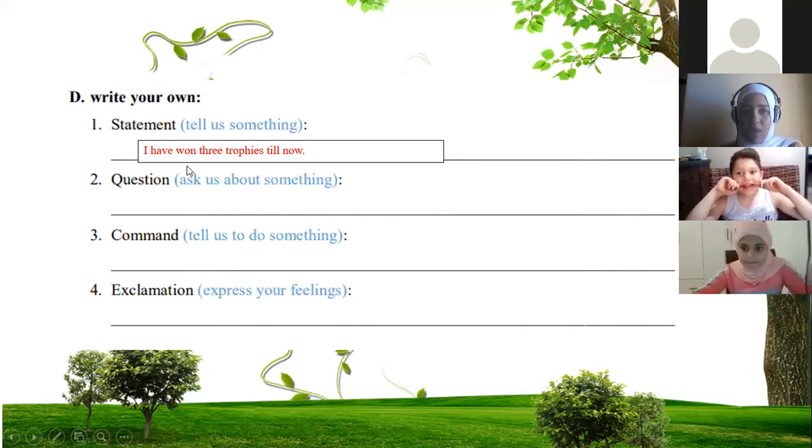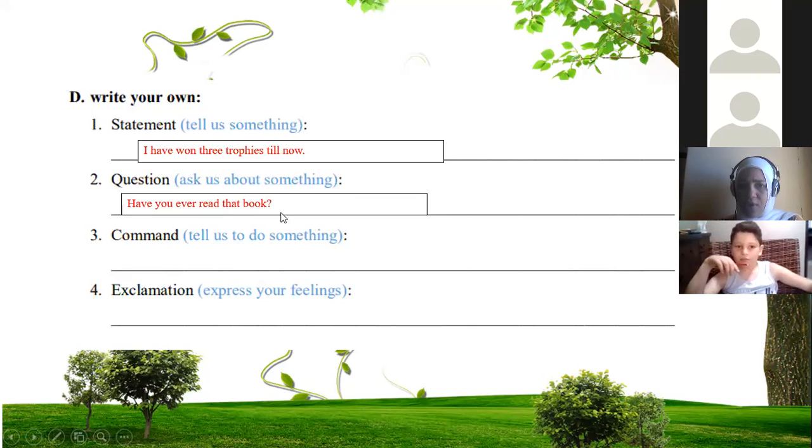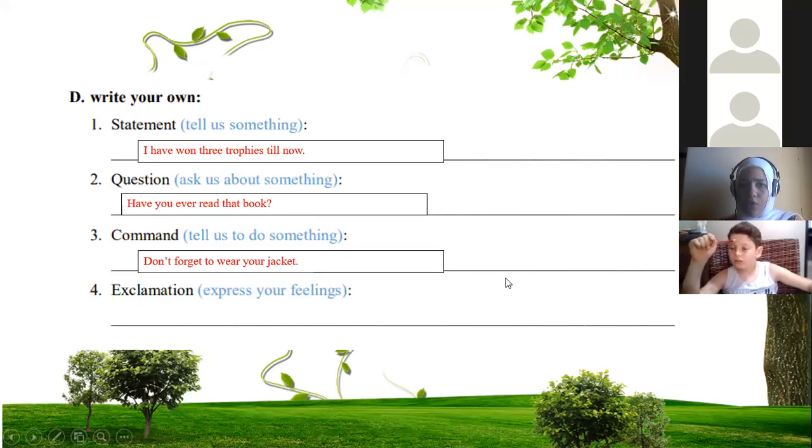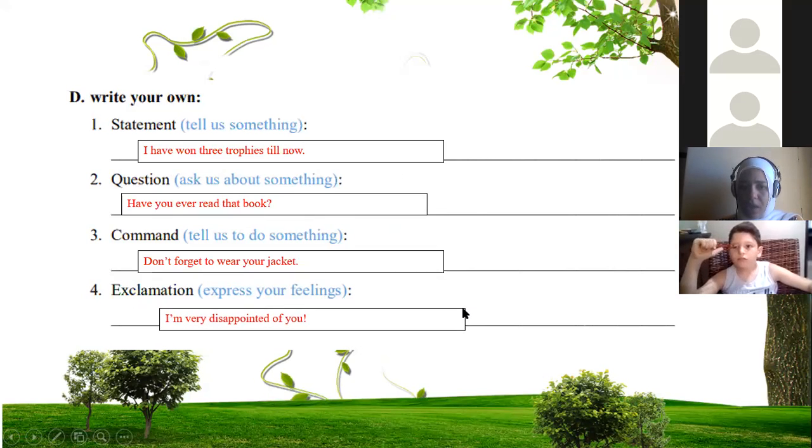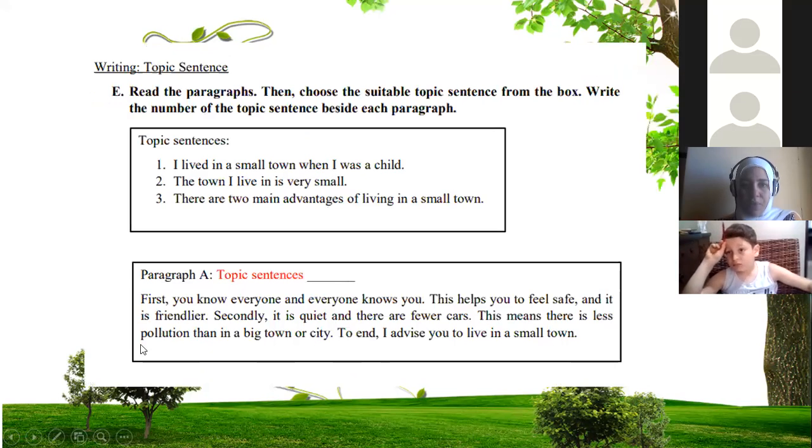For the statement, I wrote, "I have won 3 trophies till now." For the question, I wrote, "Have you ever read that book?" with a question mark. Command: "Don't forget to wear your jacket." For exclamation: "I'm very disappointed in you!" Here it's expressing my disappointment, so I have to use the exclamation mark at the end.